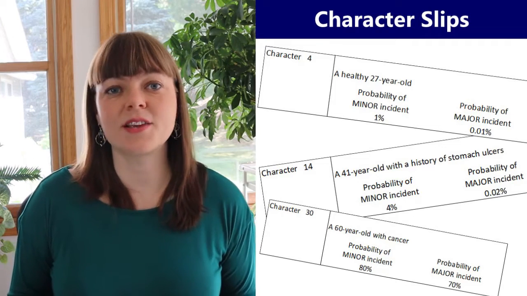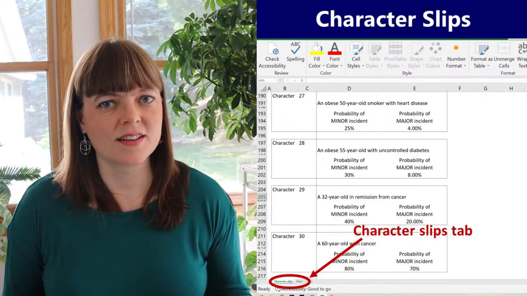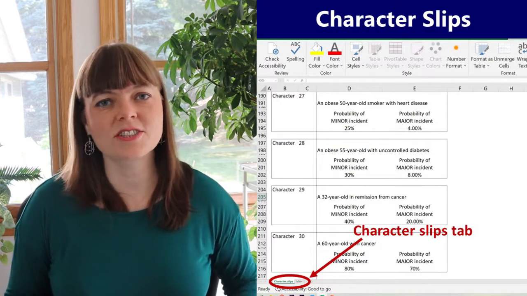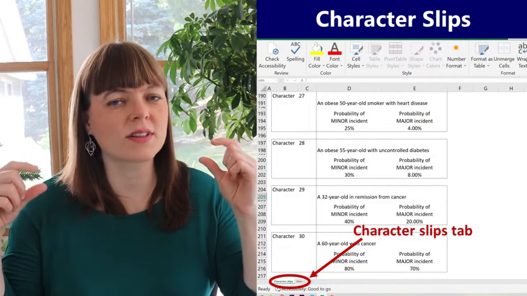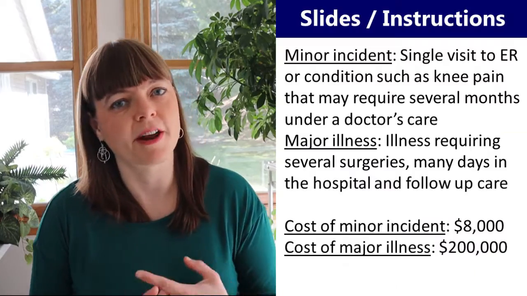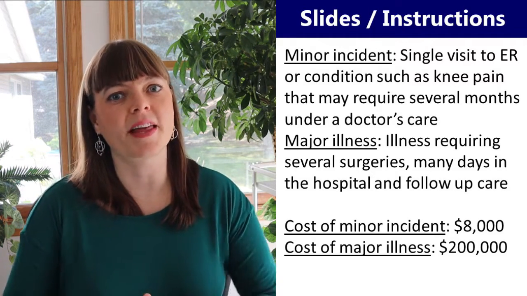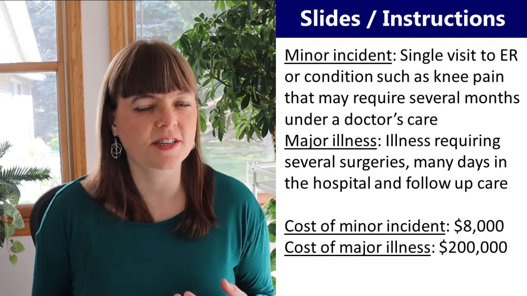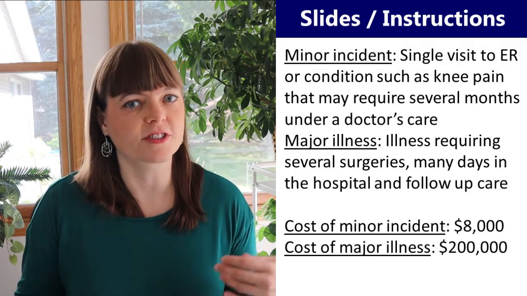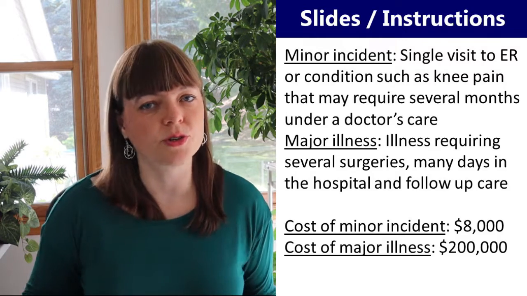The character slips that you hand out to students are one tab of this spreadsheet. So the morning of the experiment, I just go in and print these out and cut them up so that each student has one little sliver of paper. After we've done these budgets, I explain what a major illness and a minor illness is. A major illness costs $200,000, so this would be like you get cancer. A minor illness might require a few trips to the emergency room or being under a doctor's care for 4 or 6 months. And they just have probabilities of needing those two types of care.